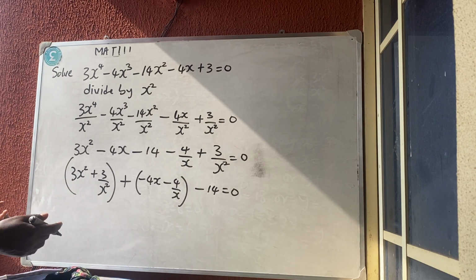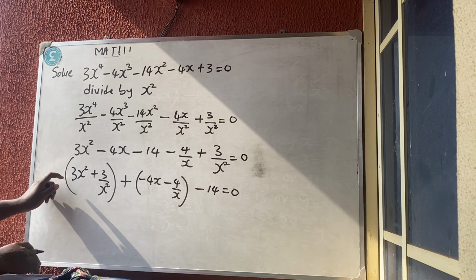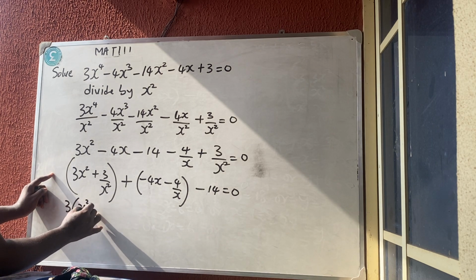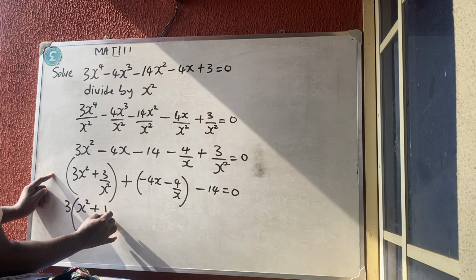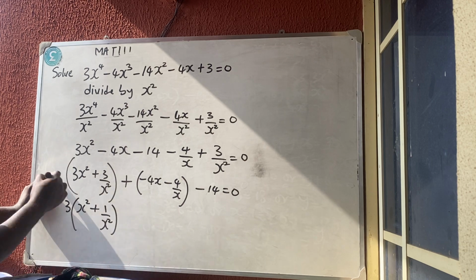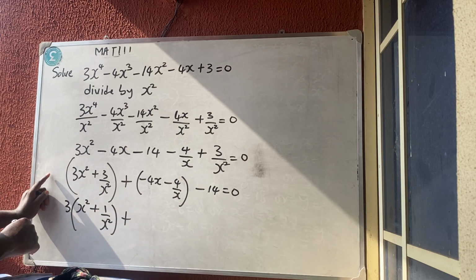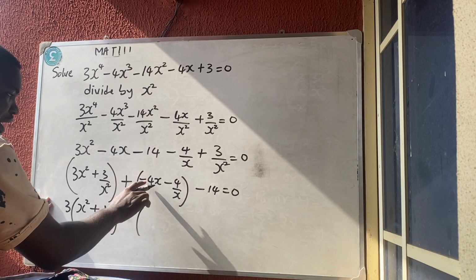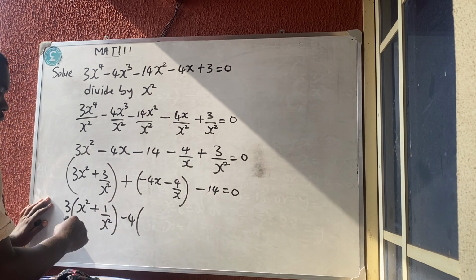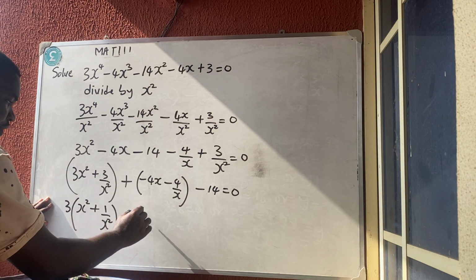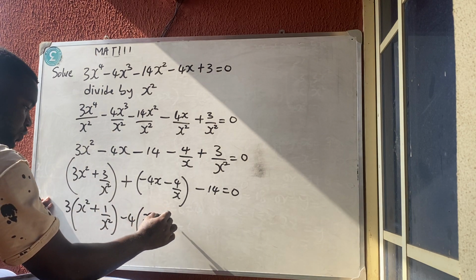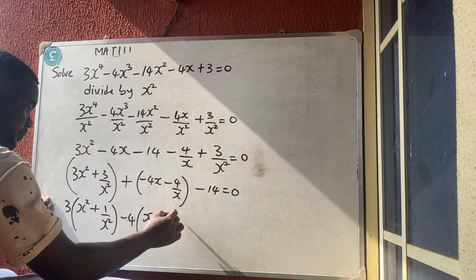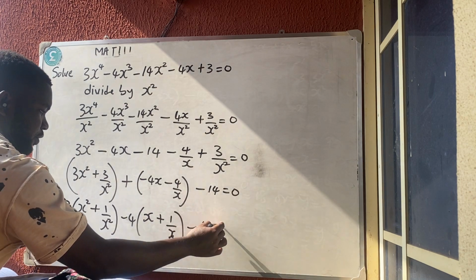Now, let us factorize. I'm going to have 3 come outside: 3 in bracket of x squared plus 1 over x squared. Plus, the next one, I'll factor out minus 4. Minus 4 is common. Minus times plus is minus. So I'm having x plus 1 over x, minus 14 is equal to 0.